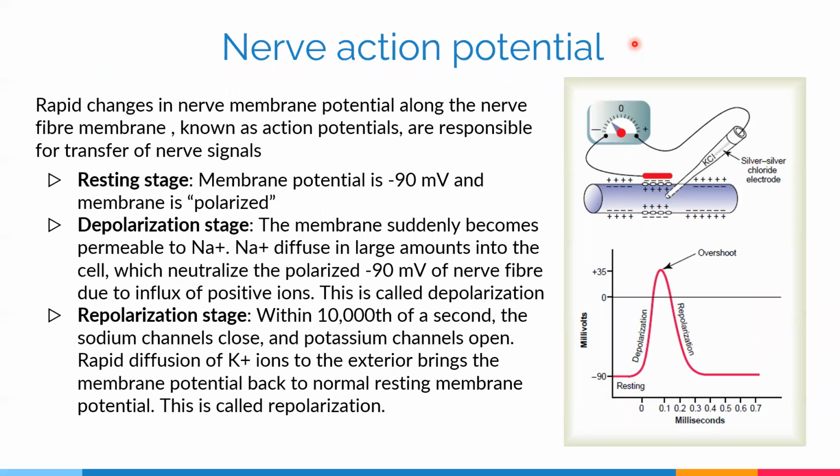Next, let us look into nerve action potential. We are done with the resting potential of nerves, and we are going to change gears and talk about how exactly nerve conduction takes place. Nerve conduction takes place via a phenomenon known as action potential, which is a rapid increase in the membrane potential of the nerve.